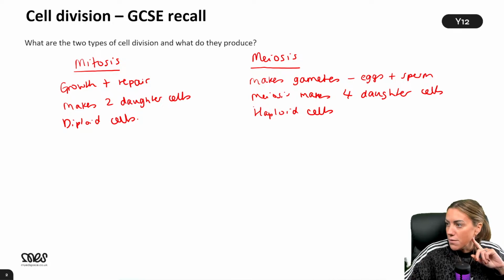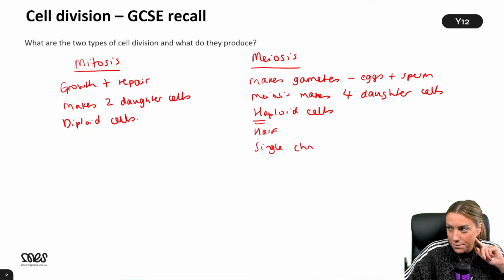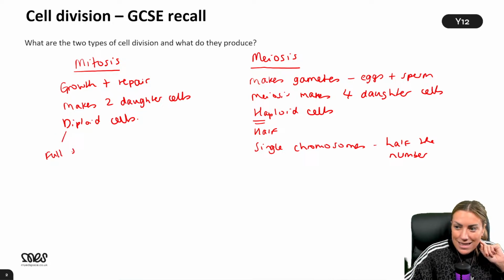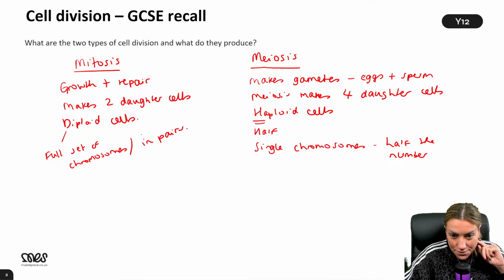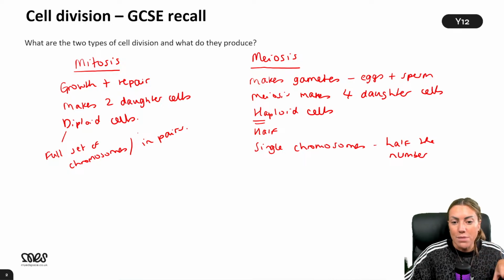Haploid, yeah, half the chromosomes. H for haploid, H for half. Because it only has single chromosomes, you end up with half the number of chromosomes. Whereas diploid cells have a full set of chromosomes, or you could say the chromosomes are in pairs. Yeah, good Jawar here, who has just given us the numbers for human cells. A human body cell has 46 chromosomes, whereas a human sex cell or gamete only has 23 chromosomes.